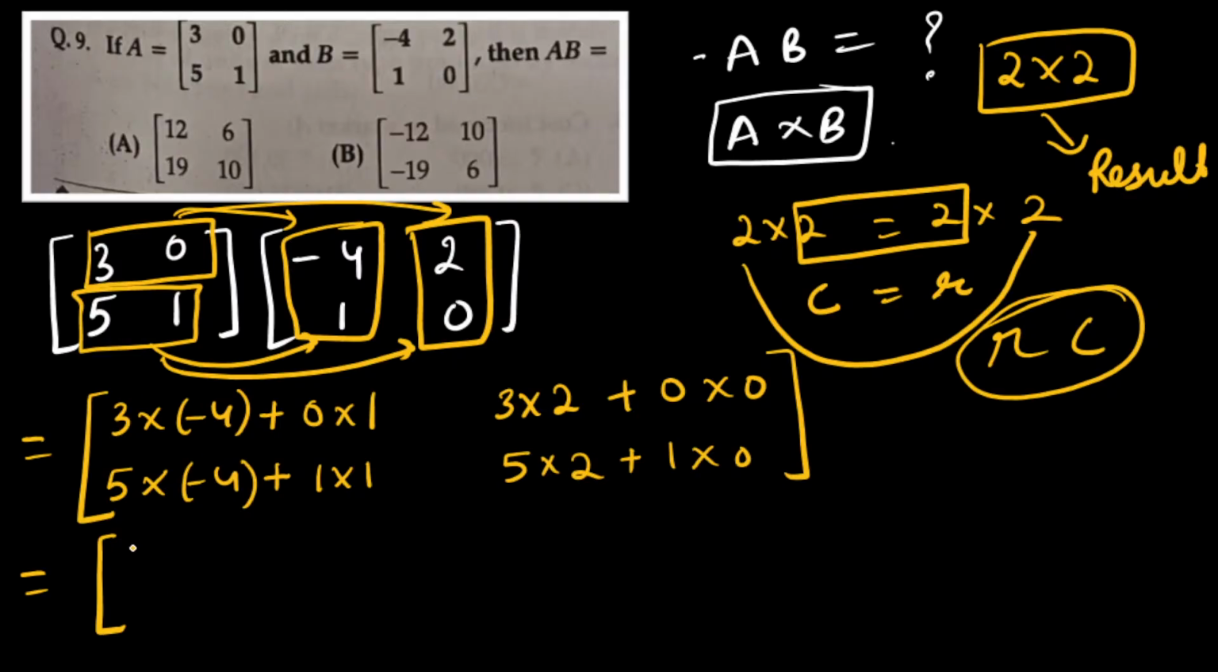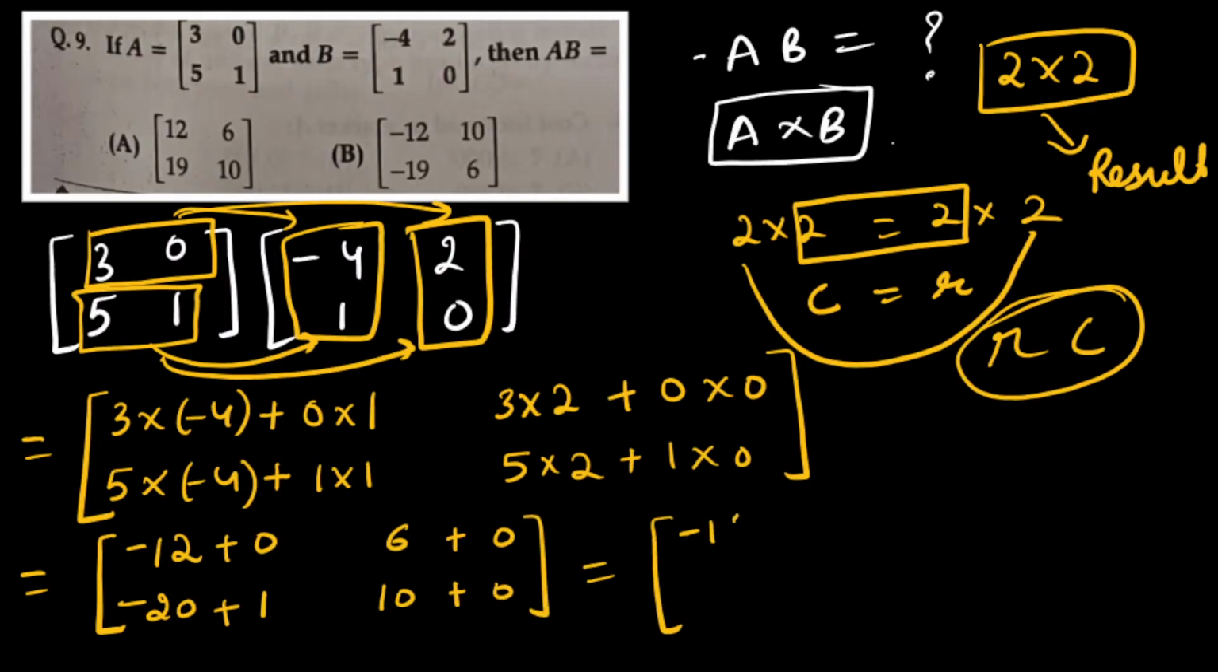So 3 into -4 is -12, 0 into 1 is 0, 3 into 2 is 6, 6 plus 0 into 0 is 0. So 5 into -4 is -20, 1 into 1 is 1, 5 into 2 is 10, plus 1 into 0 is 0. So further I can simplify. So -12 plus 0 is -12, 6 plus 0 is 6, -20 plus 1 is -19, and 10. So here we'll get -19 and here we'll get 10. Yes, so Nikita has given the answer -12, 0, -19, 10. So that's the correct answer.